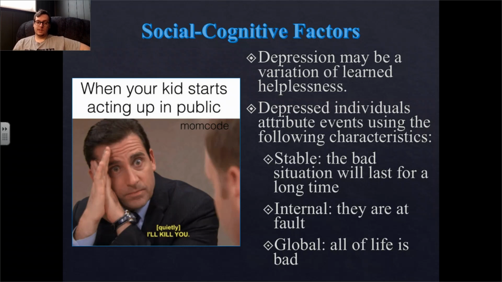True, though. Social cognitive factors. Depression may be a variation of learned helplessness, as it was with anxiety disorders. Sometimes a parent will convince a kid, because the parent has anxiety or depression, "Well, it's hereditary. My kid's going to have it." So they actually end up convincing the kid that they have the disorder, to the extent that the kid, almost like a placebo effect, actually has the disorder because they believe they're supposed to have the disorder.